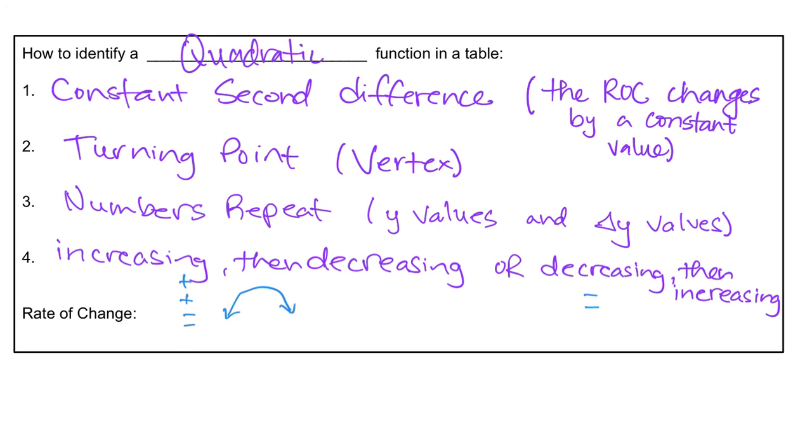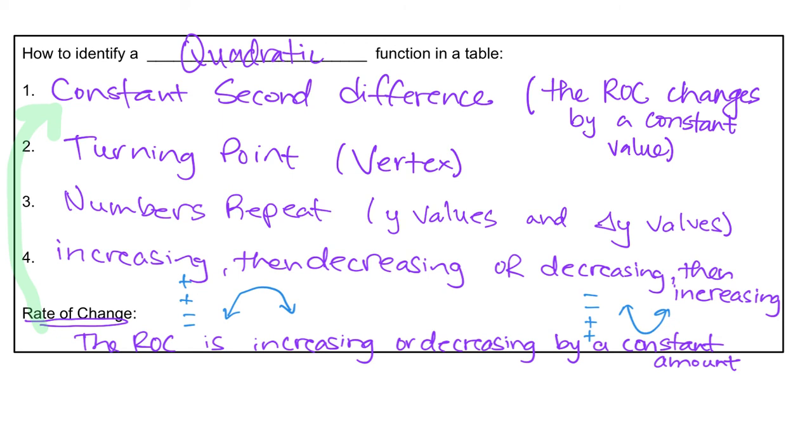If it's decreasing first, you're going to have some decreasing changes and then some increasing changes, and that would look like this. Finally, rate of change, just to say how are we going to describe our rate of change because it's not constant. What you're going to talk about is how the rate of change is changing. So we would say that the rate of change is increasing or decreasing by the same amount. That's what the second difference being constant is described as. And that is talking about that our second difference is constant. That's how we describe it.